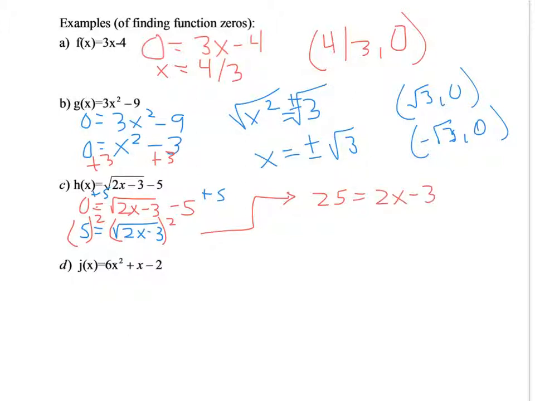Can you finish that up? All right, do so real quick. And I got 14. Did you get 14? 14. So (14, 0) is going to be our x-intercept.